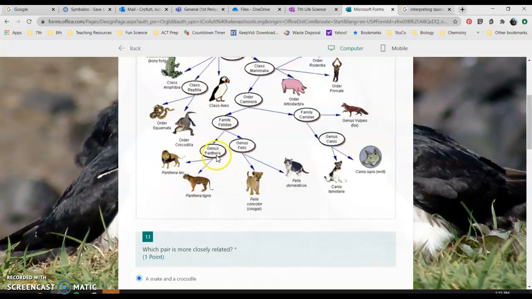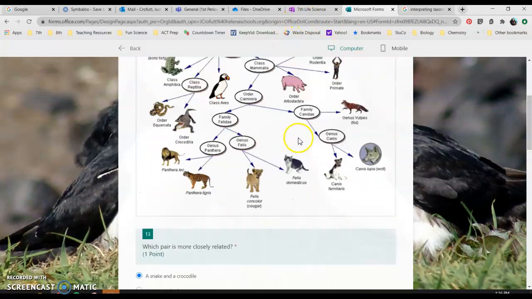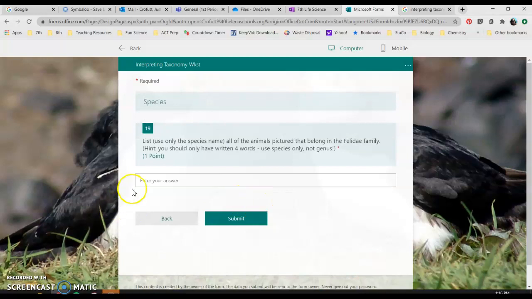Right now, you can see their genus is Panthera. So this is this word right here, Panthera. We just want the species name. So for this lion, I would write Leo. For this tiger, I would write Tigris. I'm going to let you guys do the other two, looking at which one of these names is species. Look at what your genus is, and then use that to help you figure out what your species name is. So in total, you should only have written 4 words. Go ahead, type in your 4 words there, and then hit submit.